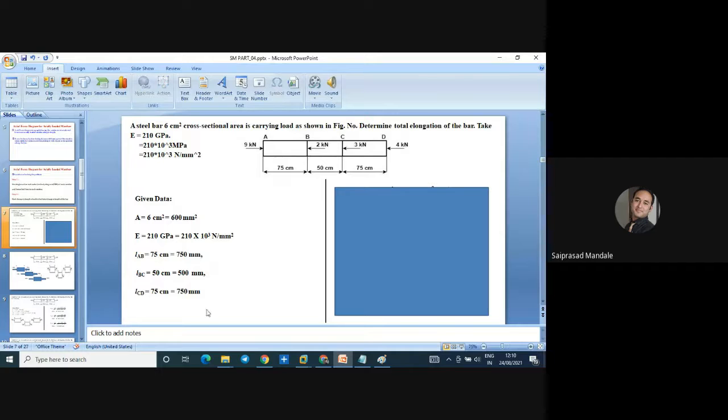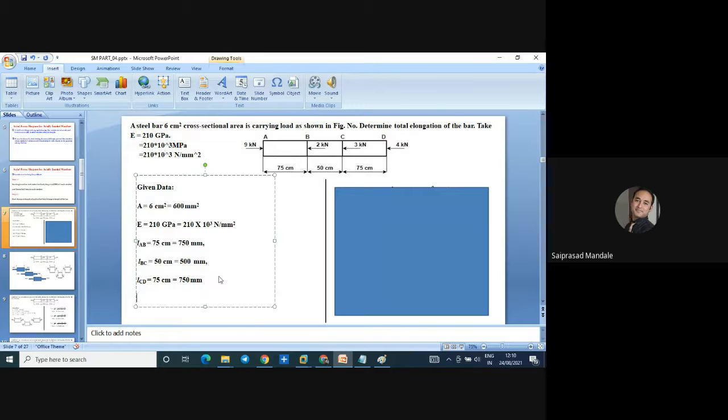What they told us to find: determine the total length change, delta L. I'm going to write delta P and delta D over here, or small t for total. Right now we have to identify the elongation in AB, the elongation in BC, and the elongation in CD.